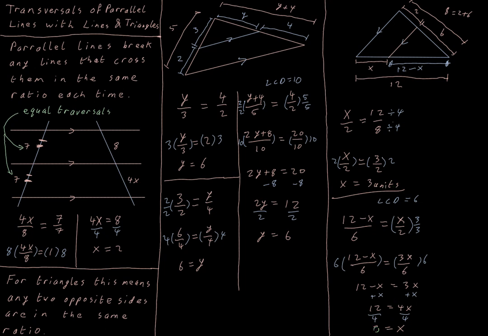So that is what we need for our transversals of our parallel lines, and how that can affect the ratios of the sides of a triangle. And that is what we need for now.